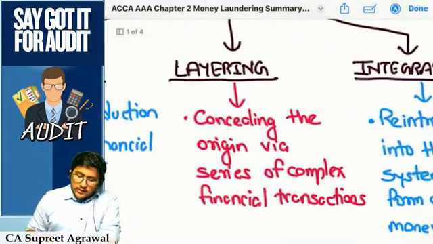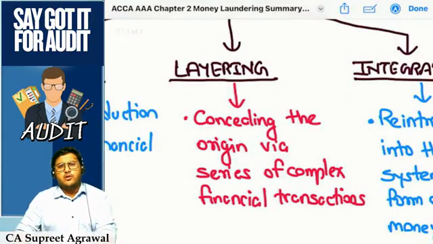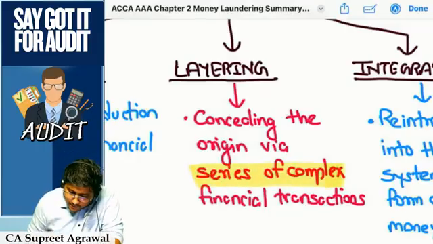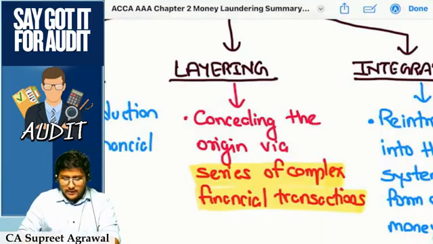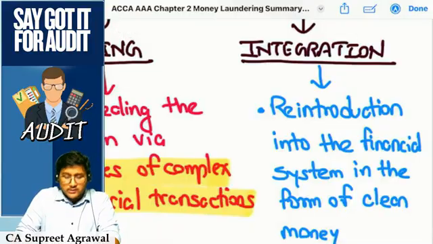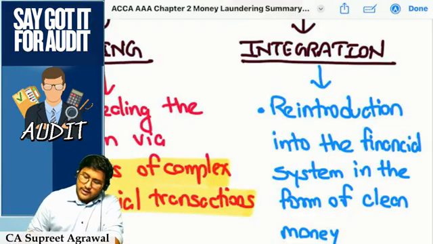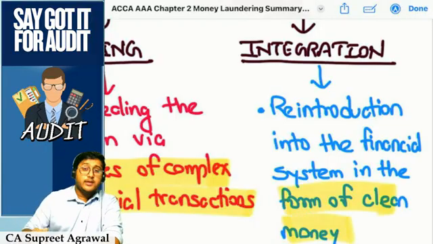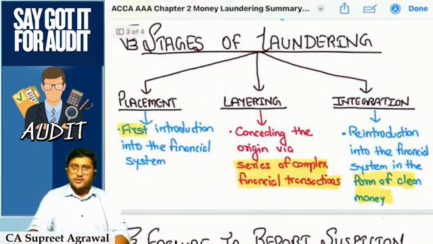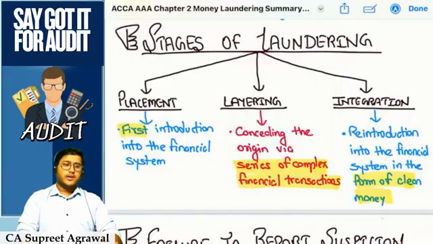Second, concealing the origin. A lot of students write in the examination that concealing the origin is known as layering. But no, concealing the origin via a series of complex financial transactions, that is layering. Then third, integration. So reintroduction into the financial system. A lot of students just write reintroduction into the financial system, but that's not it. In the form of clean money. That is very, very important for us to understand. So please do not commit these basic mistakes, and your answers would be perfect, and you'll get good marks.